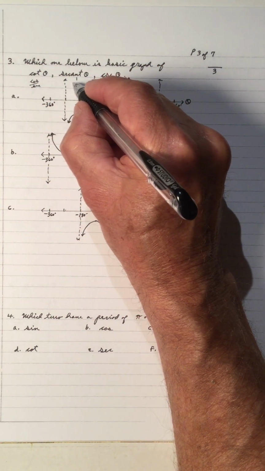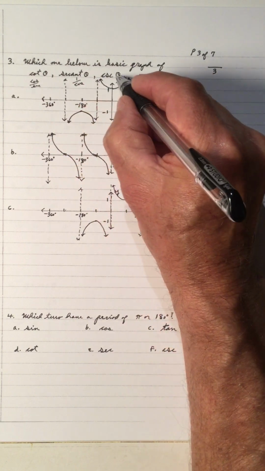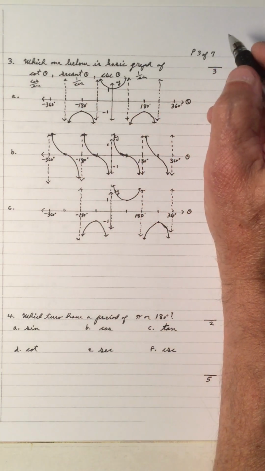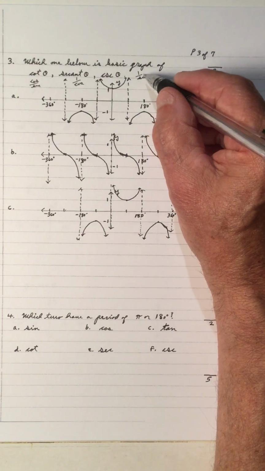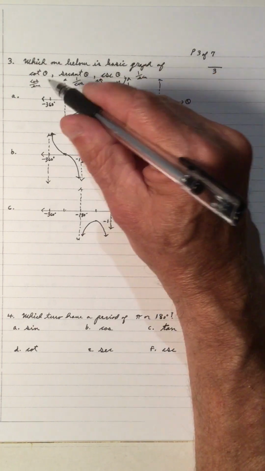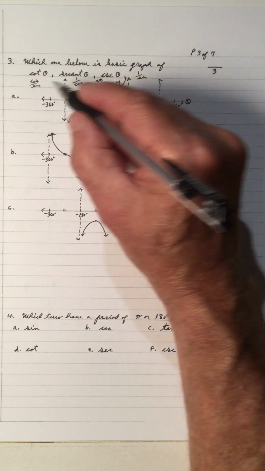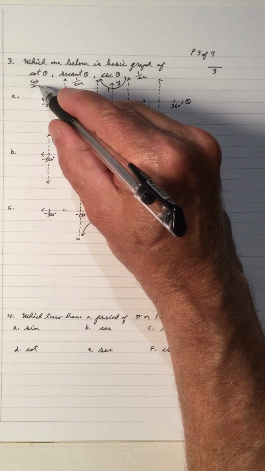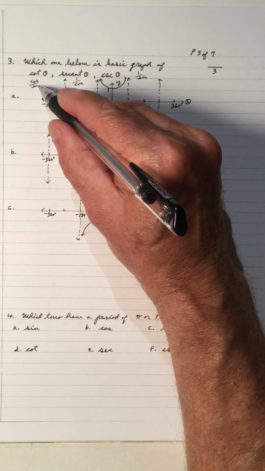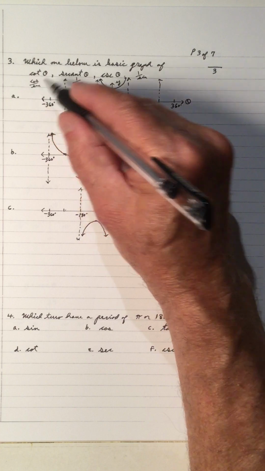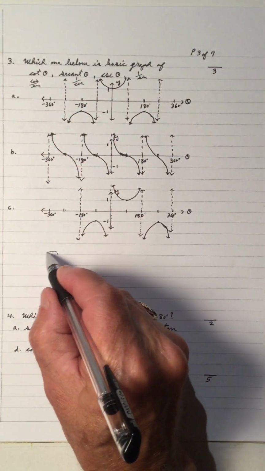Secant is 1 over cos, and cosecant is 1 over sine. Let's do sine, or cos, it doesn't make any difference. Sine is undefined when sine is equal to 0, so it is undefined at 0, and just look down here.